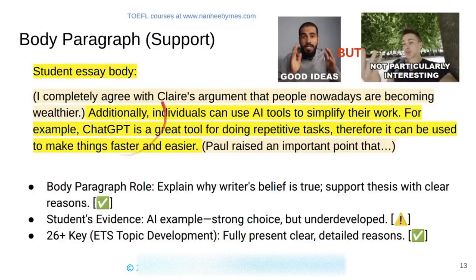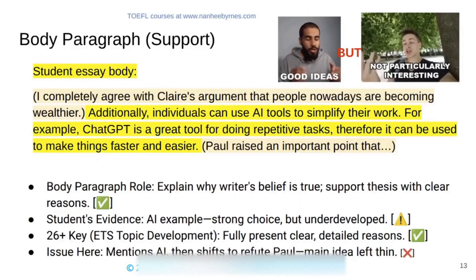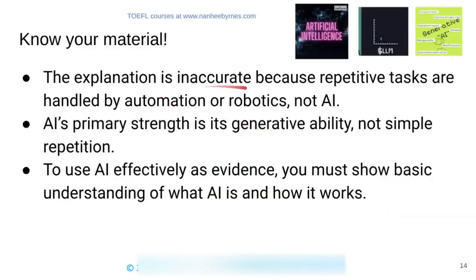In this response, the student introduces AI, but then immediately shifts to refuting Paul's argument, leaving the main idea underexplained. The original supporting sentence is, individuals can use AI tools to simplify their work. For example, ChatGPT is a great tool for doing repetitive tasks. This explanation is not accurate. Repetitive tasks are typically handled by automation or robotics. The primary strength of AI, especially modern AI, is its generative capability, not simple repetition.